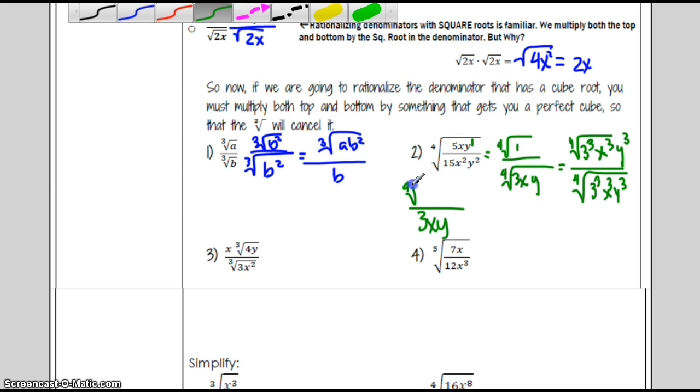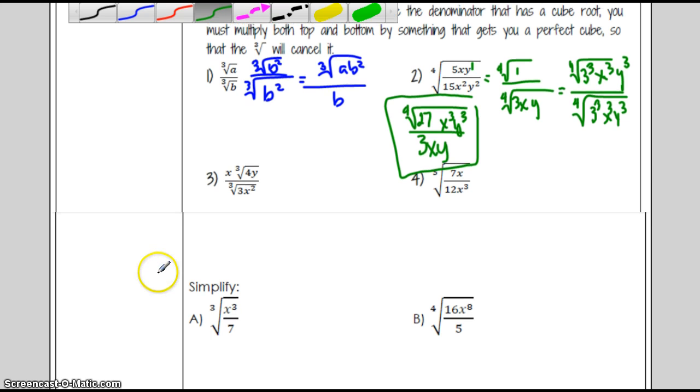So it's the fourth root of 3 to the third, which is 27, x to the third, y to the third. And we can't simplify, since this is under the fourth root and this is not, we can't simplify vertically after that. So we are done, and there's no radical in the denominator spot. So go ahead and try this next one on your own.